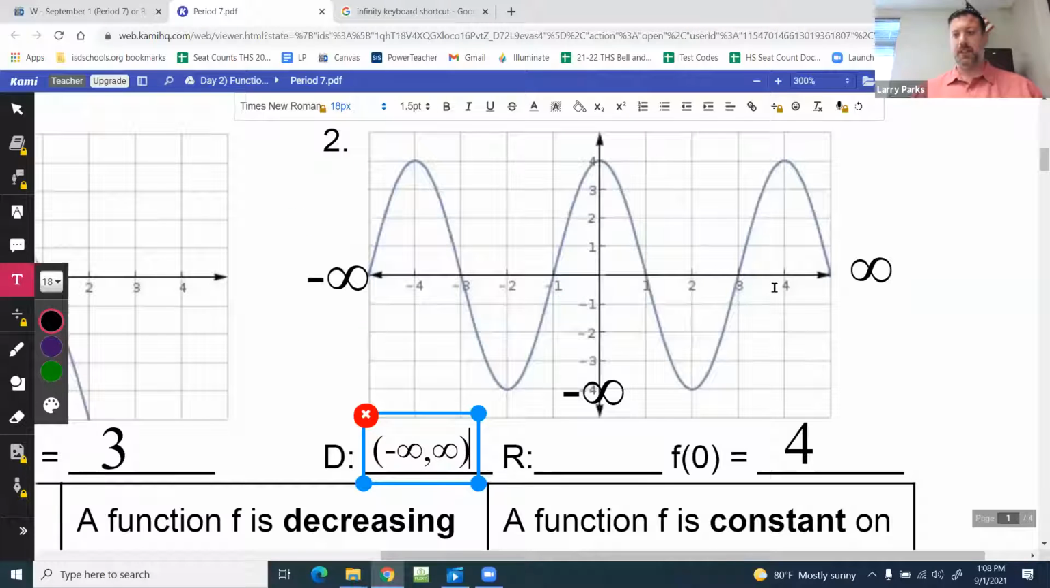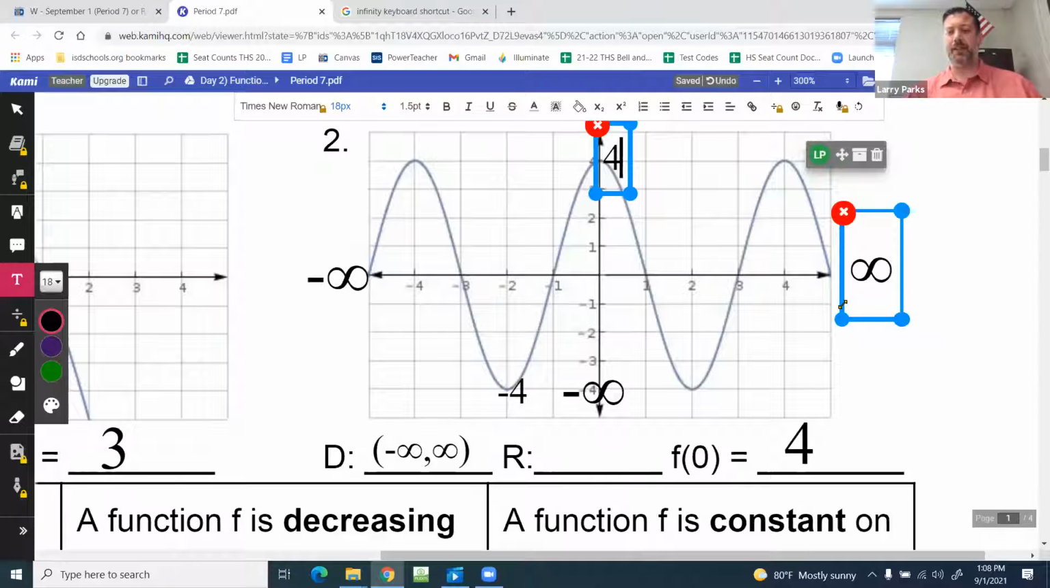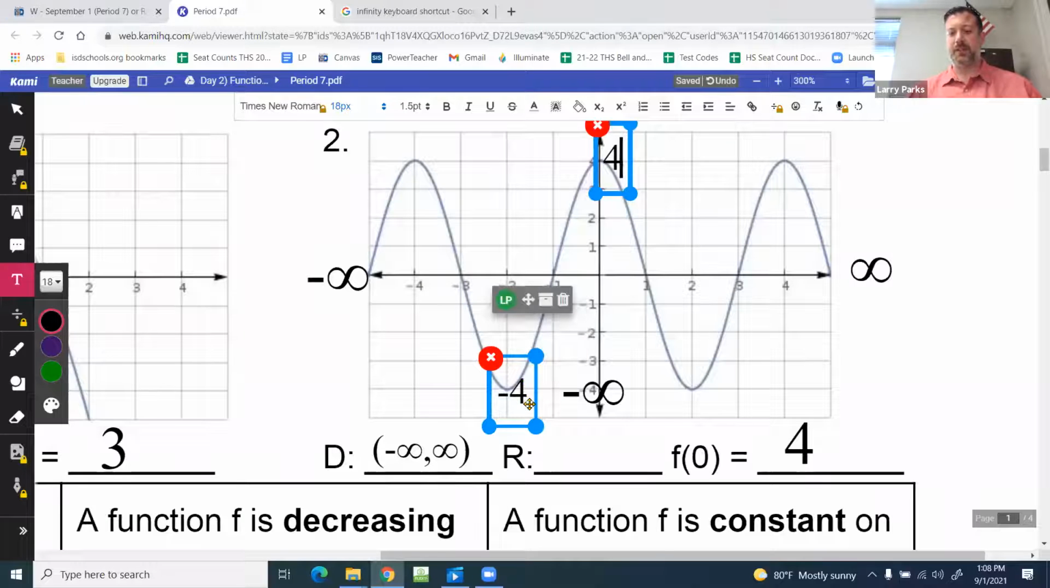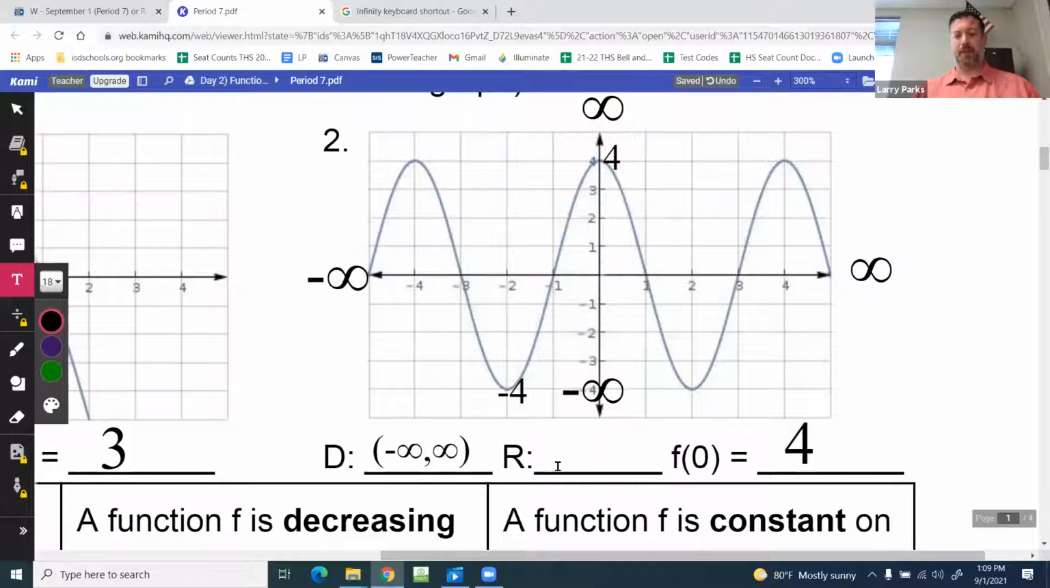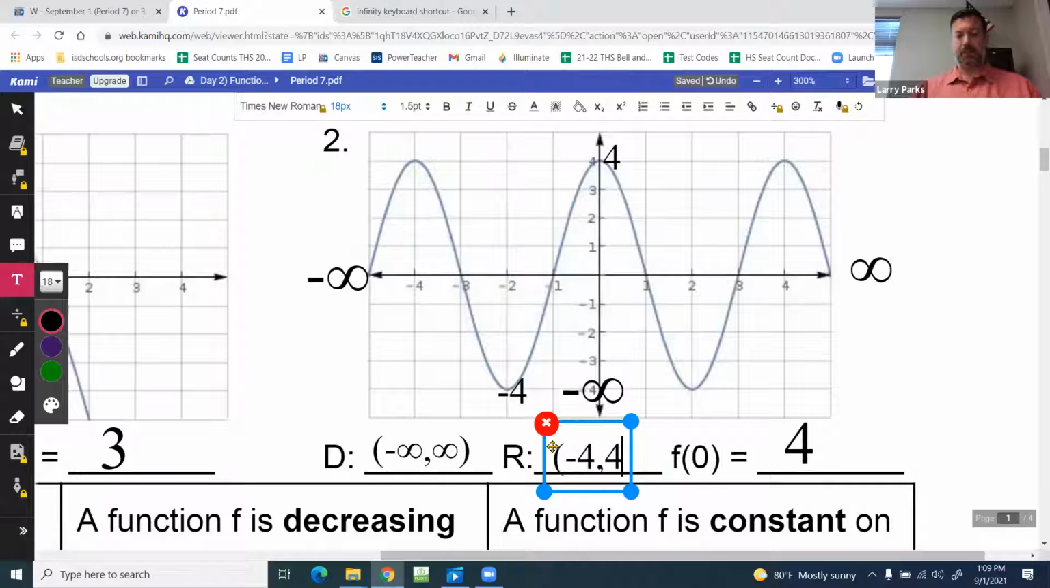All real numbers. Now the range, the lowest it gets looks to be -4. And the highest it gets looks to be 4. And it cycles between. It starts off at 0, goes up to 4, goes down to -4, goes up to 4, goes down to -4, and it looks like it continues that pattern. And the way I would write that, you start at the bottom. So in interval notation, we would say from -4 to 4. And that's how you read that. It means the lowest value is -4, the highest value is +4.